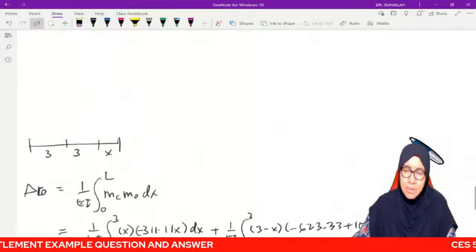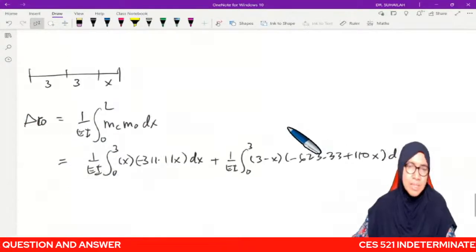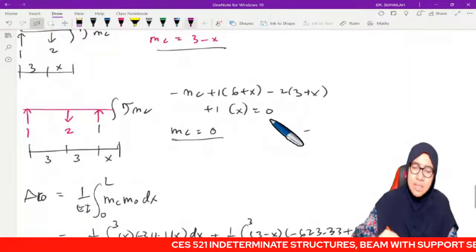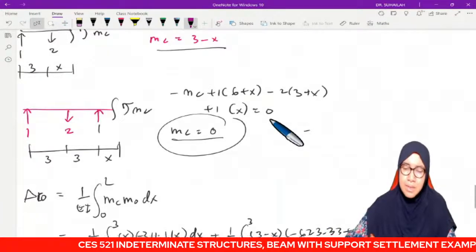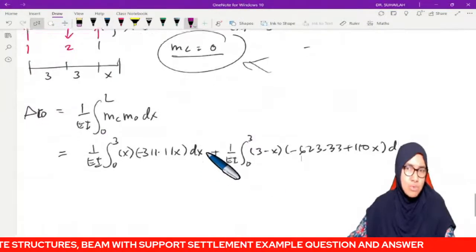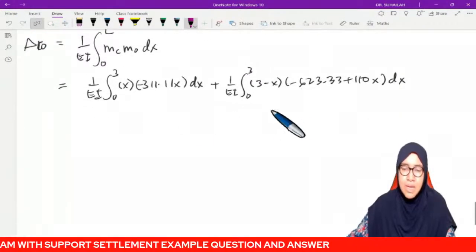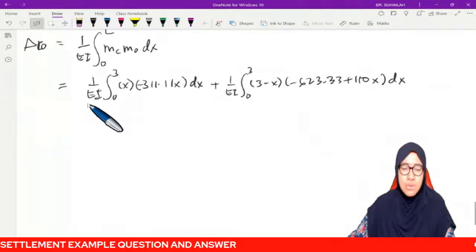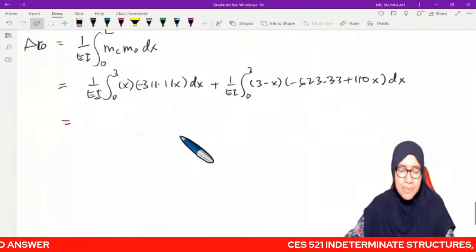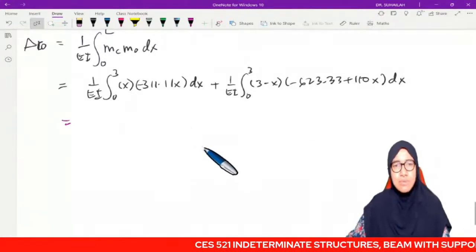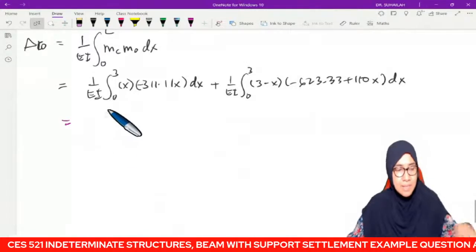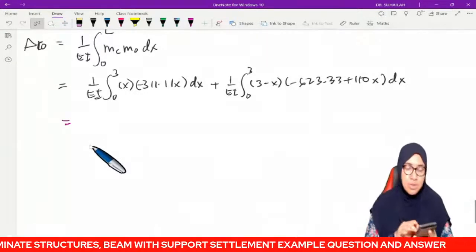And we have to add the third section. Since this is equivalent to 0, actually we just need to consider these two. So we have to integrate this using a calculator directly, and give the answer in terms of EI. Use your calculator to integrate this.